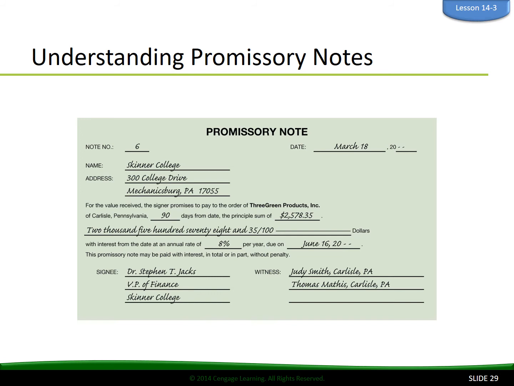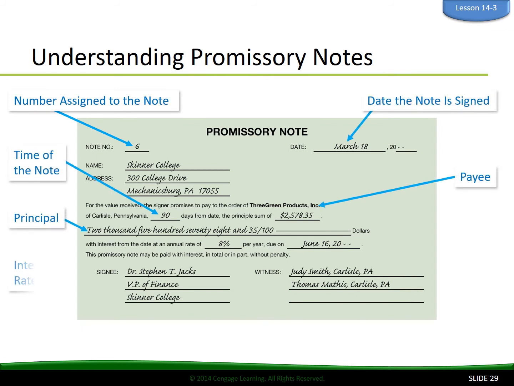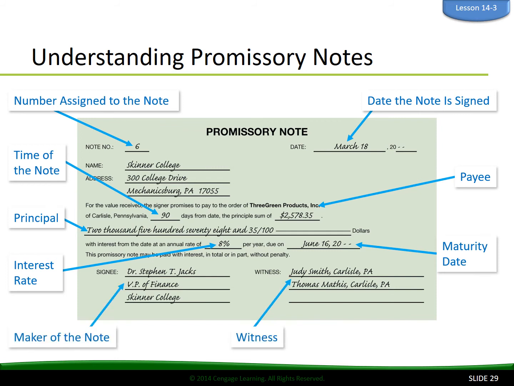So this is an example of what an old school form promissory note would look like, and these are the different components to it. You would have the number assigned to the note, the date the note was signed, the payee. I'm just going clockwise here. Maturity date, the witness, the maker of the note, the interest rate, the principal, and the time of the note.